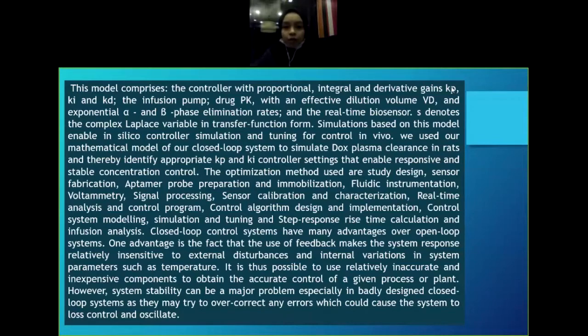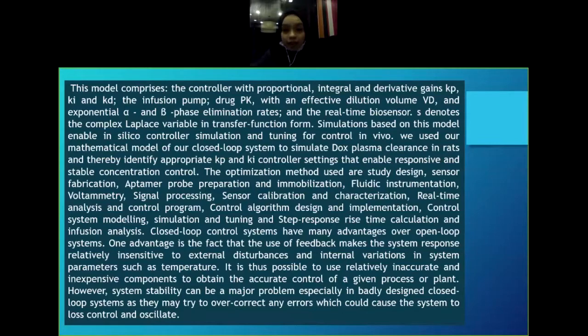We use our mathematical model of our closed-loop system to simulate drug plasma clearance in rat and thereby identify appropriate Kp and Ki controller settings that enable responsive and stable concentration control. The methods used are study design, sensor fabrication, thiol probe preparation and immobilization, fluidic instrumentation, voltammetry, signal processing, sensor activation and characterization, real-time analysis and control problem, and control algorithm design and implementation.